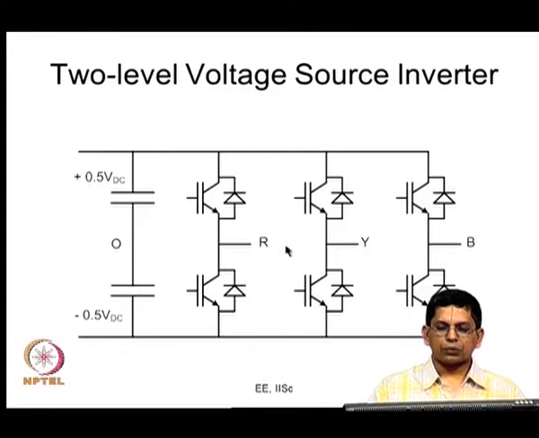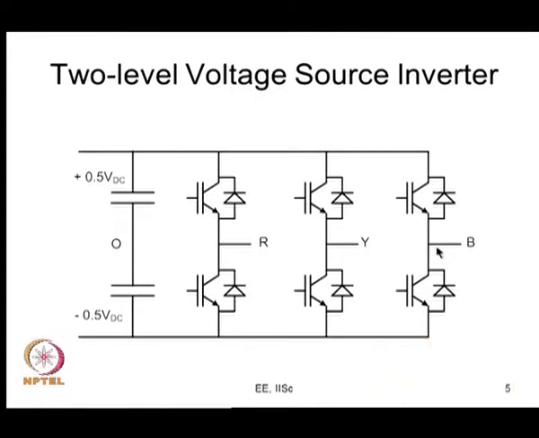So, this is a voltage source inverter, and this is the pole, a single pole double throw switch. The voltage at the pole measured with respect to O is the pole voltage VRO. Similarly, you have pole voltage VYO, pole voltage VBO, and you always have line to line voltages VRY, VYB and VBR. And if you consider the load, which is not shown in the picture, as a 3 phase star connected load with a neutral point N, then you also have VRN, VYN and VBN.